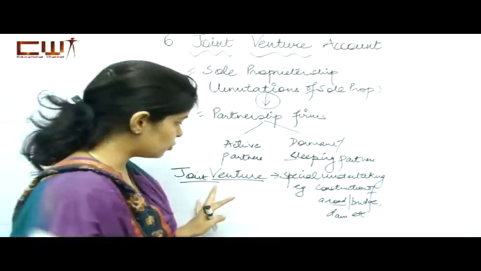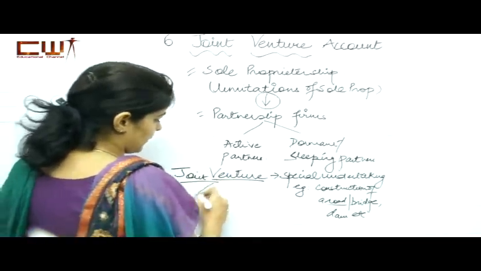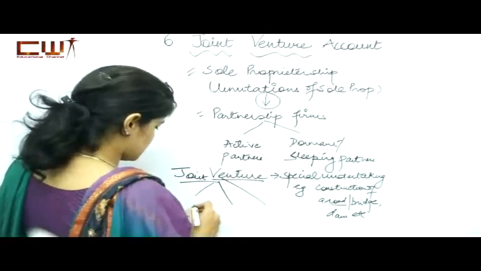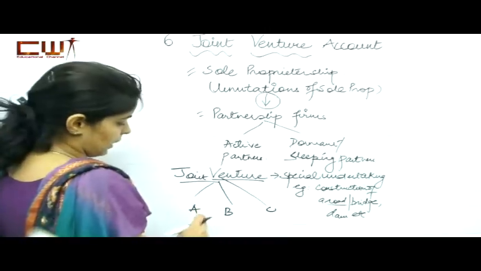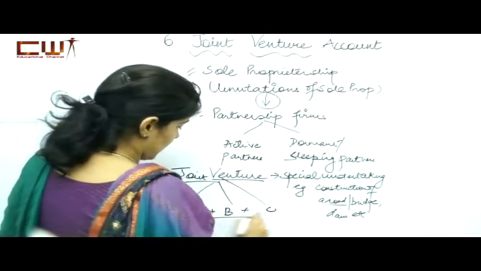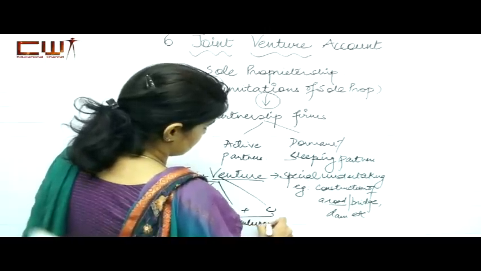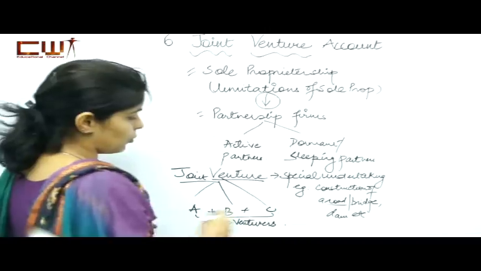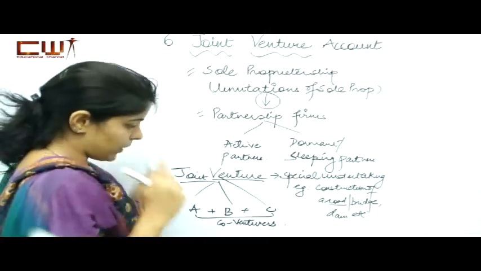So that is called a joint venture. Suppose you have different people under this. You have Mr. A, Mr. B, Mr. C working under a joint venture together. So what are they known as? They are known as co-venturers. These are the people who have undertaken the joint venture and they are known as co-venturers.